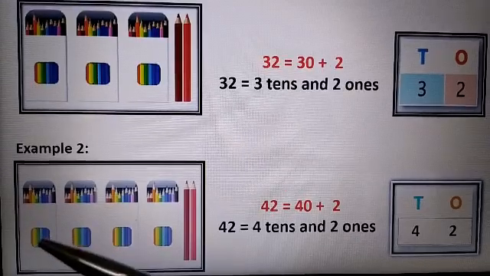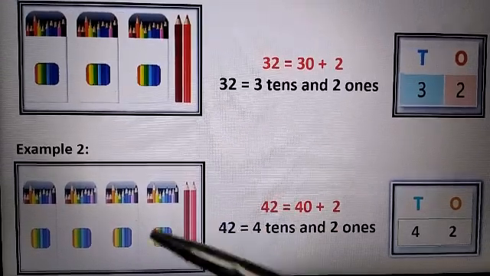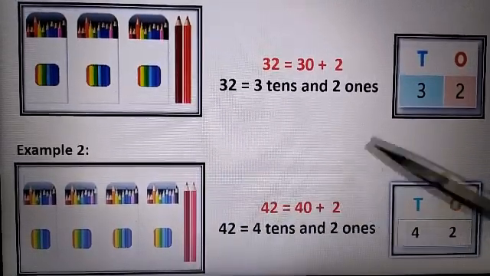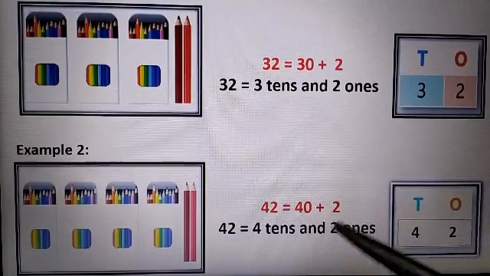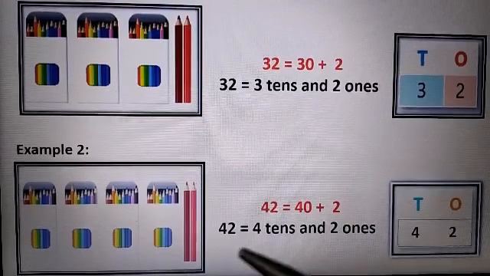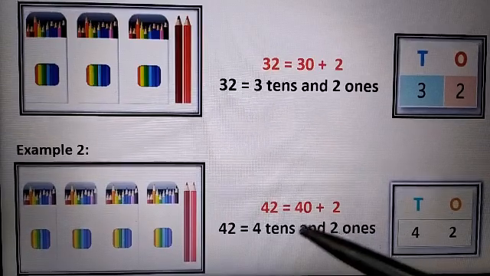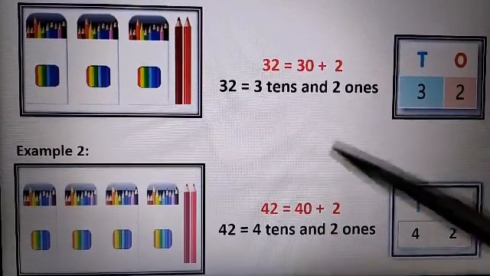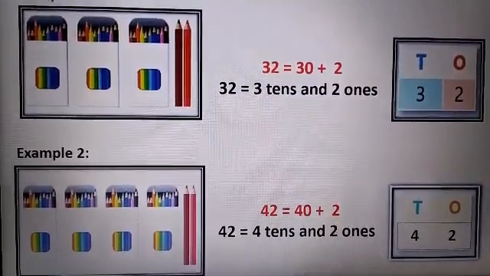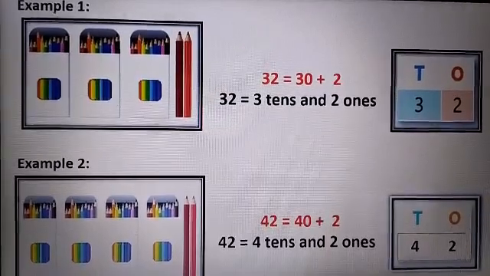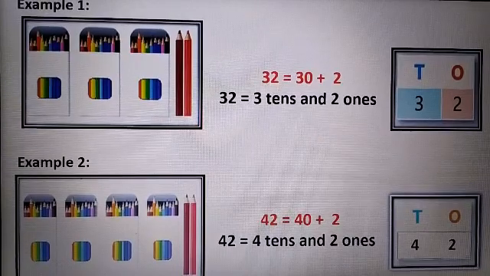Now let us see how many bunches there are. Sets of crayons. 1, 2, 3, 4. 4 sets of color pencils. Right? So 4 tens. See here it is written 4 tens. In the tens place 4. 1, 2. 2 ones. Okay. Now 4 tens means how many? 40. Good. So the expanded form for the number 42 is 40 plus 2. So this was the expanded form.